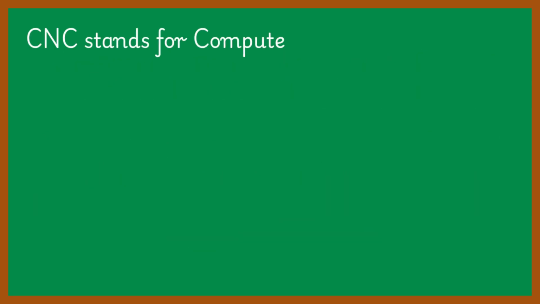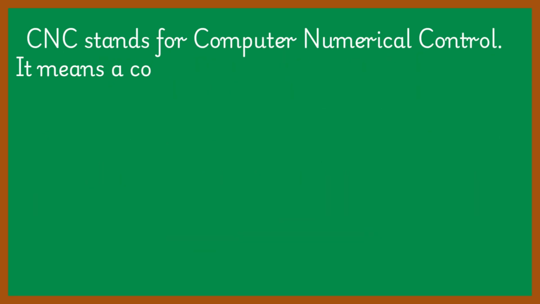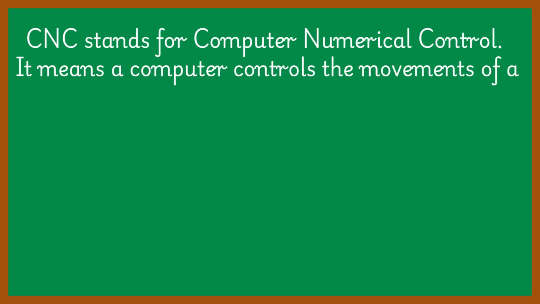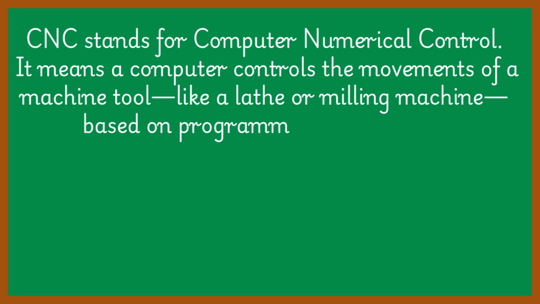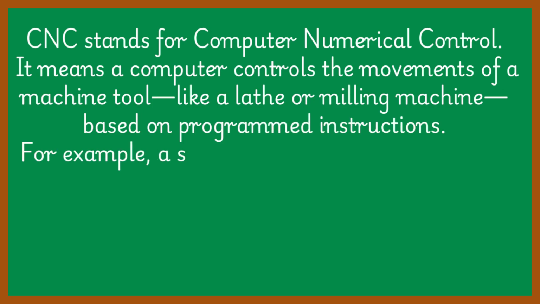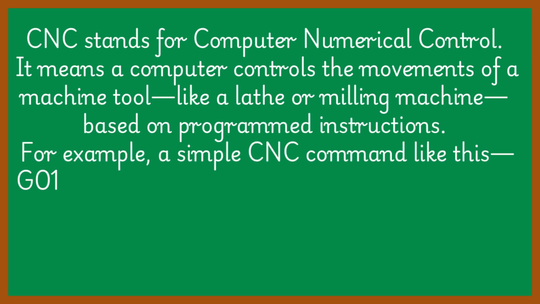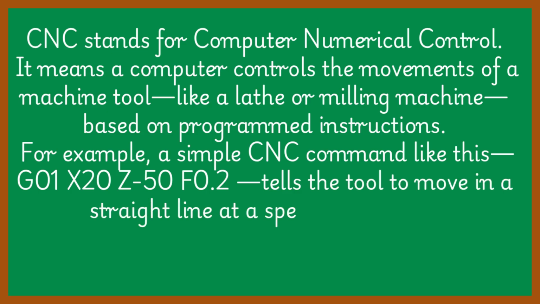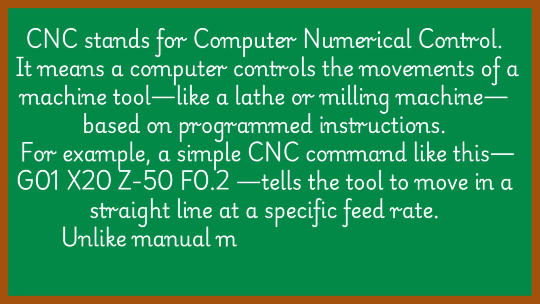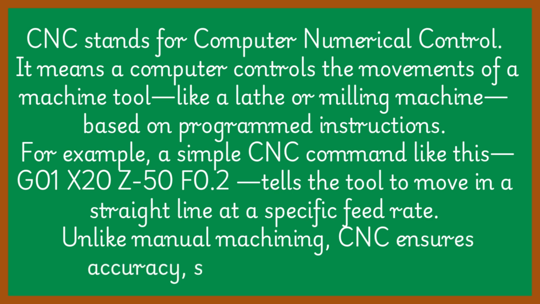CNC stands for Computer Numerical Controlled. It means a computer controls the movements of a machine tool, like a lathe or milling machine, based on programmed instructions. For example, a simple CNC command like this, G01 X20 Z50 F0.2, tells the tool to move in a straight line at a specific feed rate. Unlike manual machining, CNC ensures accuracy, speed, and repeatability.